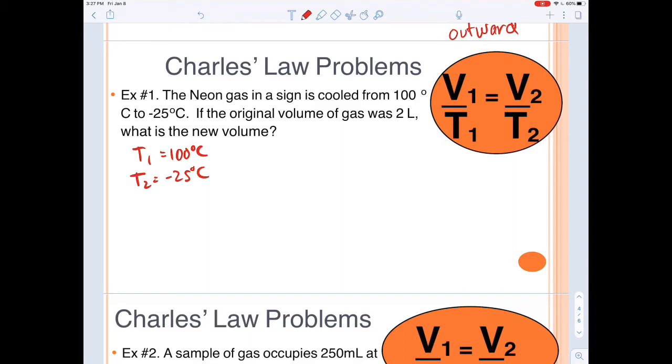If the original volume of the gas was 2 liters, what is the new volume? So they give me the original volume, and that is 2 liters, but I don't know the new volume. That's what we're solving for.